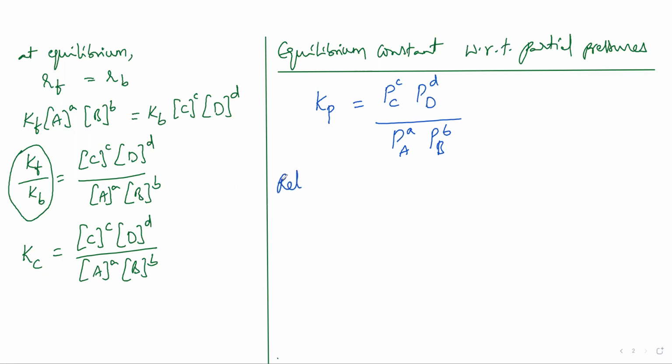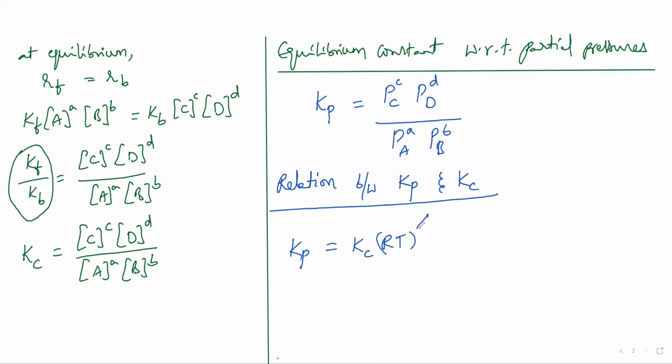Then the relation between Kp and Kc. So what is that relationship, sir? Kp is equal to Kc into RT power delta n. Sir, what is delta n?